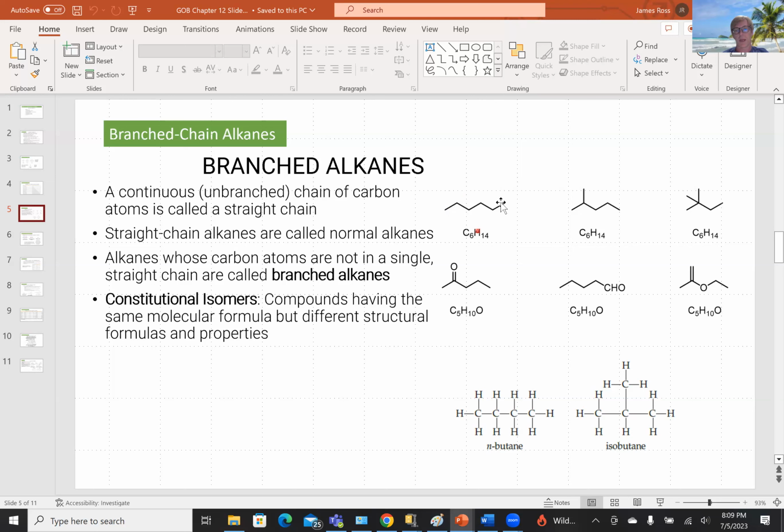For example, here we have hexane, C6H14. It's a series of 6 dots with 5 lines connecting them. I have to count them. It's got 6 dots with 5 lines connecting them. We don't deliberately draw the hydrogens on a skeletal structure. It's just implied that they're there.